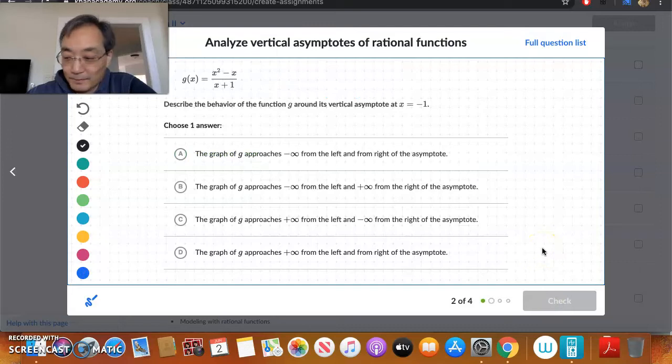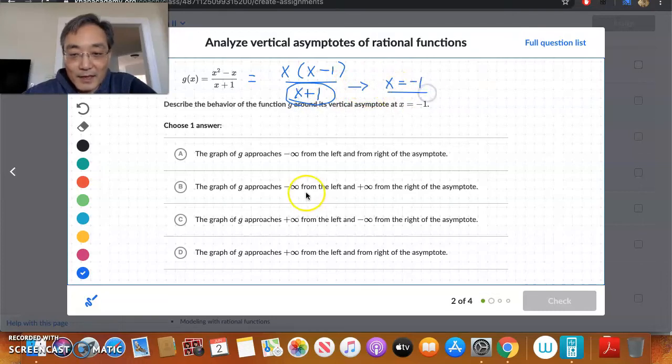Let's take a look at this one. So again, let's work this out. Okay, again, factor it out. So we have x, we have a common factor, and x minus 1 over x plus 1. So again, clearly we can see that we are going to have a vertical asymptote at x equals negative 1. At x equals negative 1, we're going to have that imaginary vertical line where the function never touches or crosses.